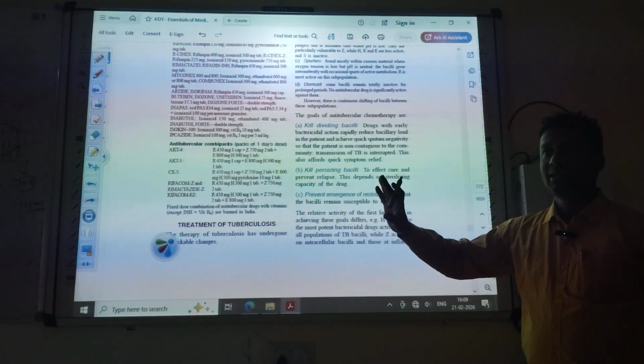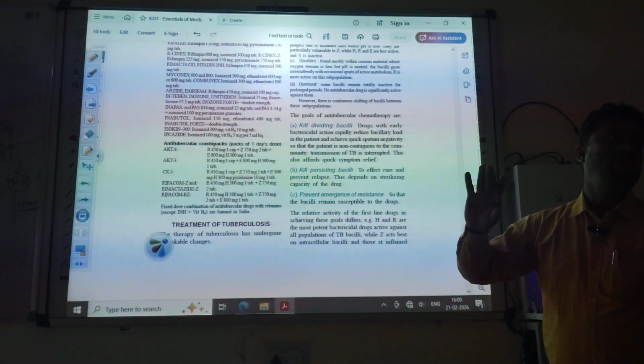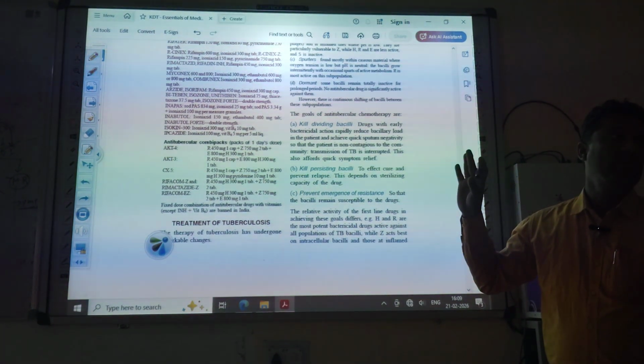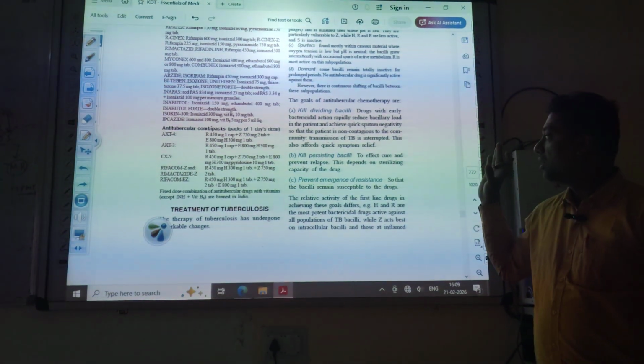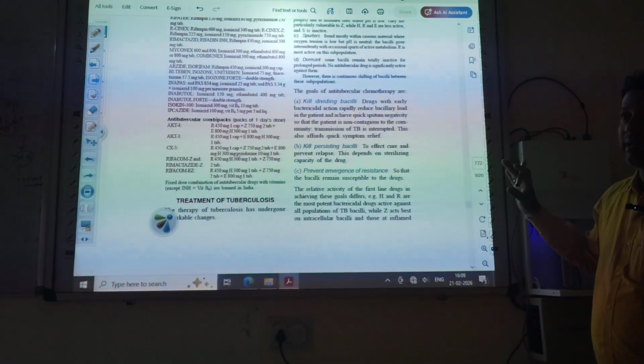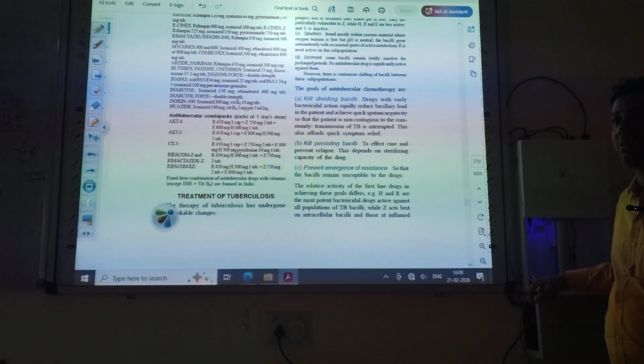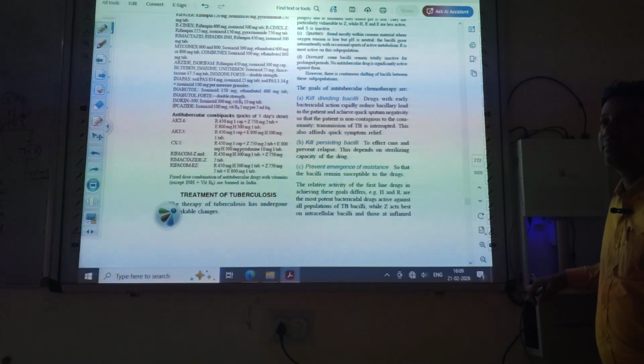We have to prevent the resistance formed by the bacteria. We have to prevent this. Okay. How can the bacteria be kept from becoming resistant to a certain type of drugs? How are they becoming resistant?